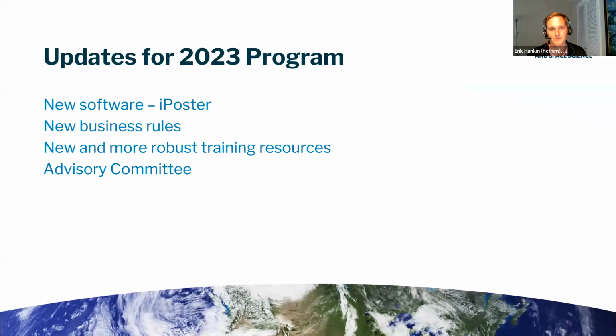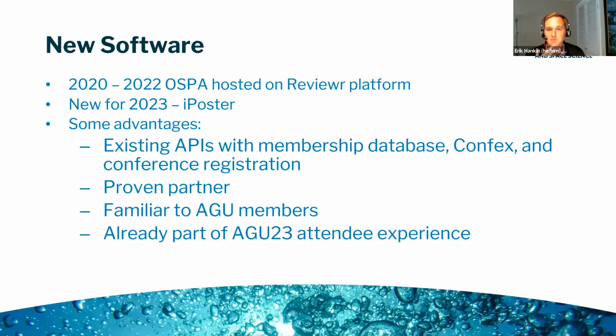So here's a quick overview: we'll talk about the new software, some updated business rules that we're planning for OSPA this year, as well as some new training resources that we're going to provide to users. And then Maggie will talk about the work of the committee. You can go to the next slide. Okay, so the big news, we have new software for 2023, both for the AGU annual meeting and for the 2024 Ocean Sciences meeting. We'll be utilizing iPoster as the student evaluation program software, whether that be OSPA as it relates to AGU 23 or the student evaluation program for the OSM meeting.